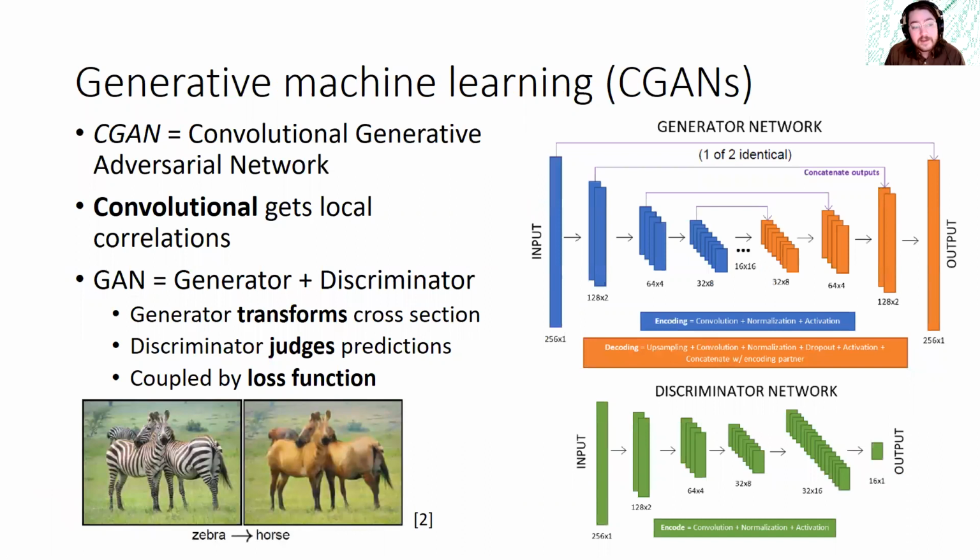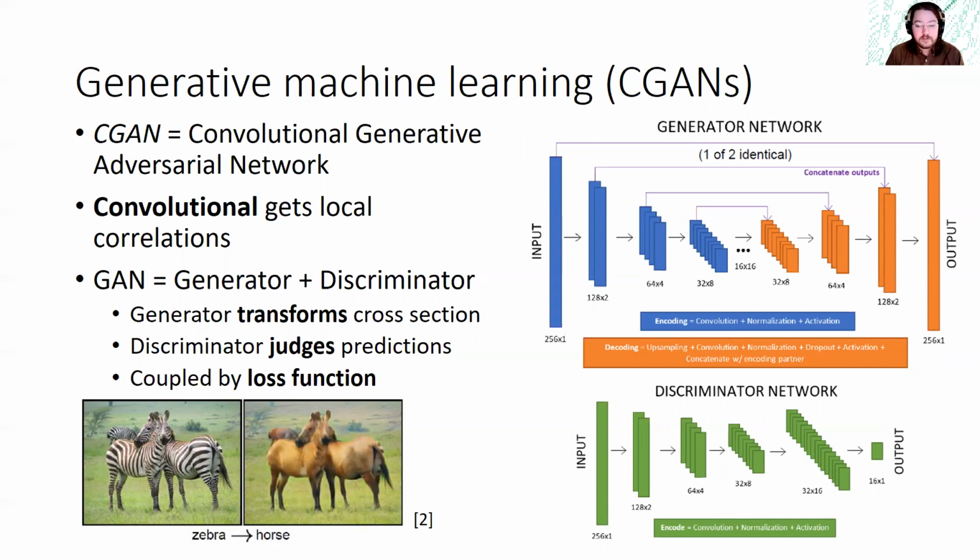The way that we do that is using generative machine learning. So I'm going to be talking about a type of network called a CGAN. That's a convolutional generative adversarial network. Convolutional because cross-sections have multi-scale correlations that we want to learn. And each GAN structure, that's the generative adversarial network, consists of a pair of networks, actually, the generator and the discriminator, shown schematically on the right.